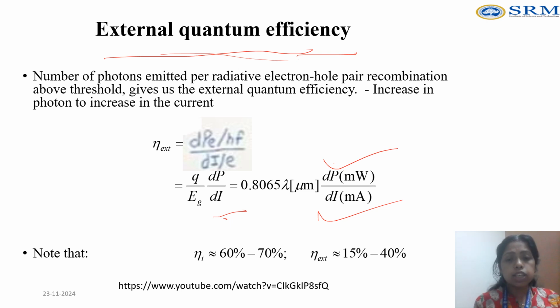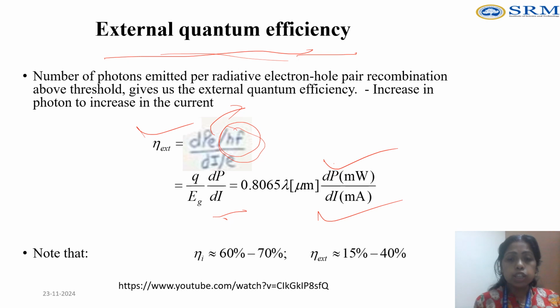So you can write dP/hν equal to dI/q. Whatever photons you are giving, due to this photon, if there is a change of the power, that will be dP, the change in the power per photon, and the change in the current per electron. This is related to external quantum efficiency. If you substitute this, you will get q dP/Eg dI.